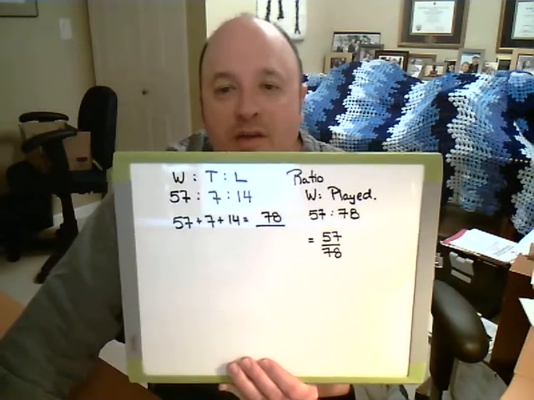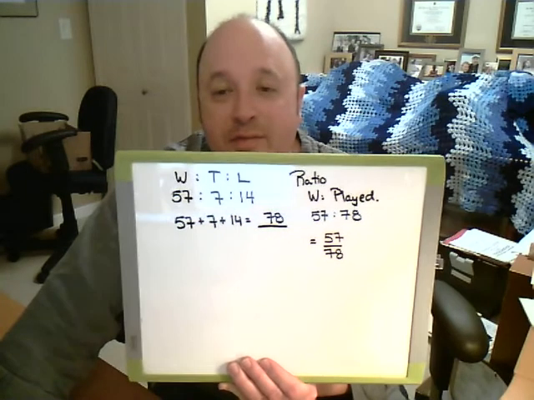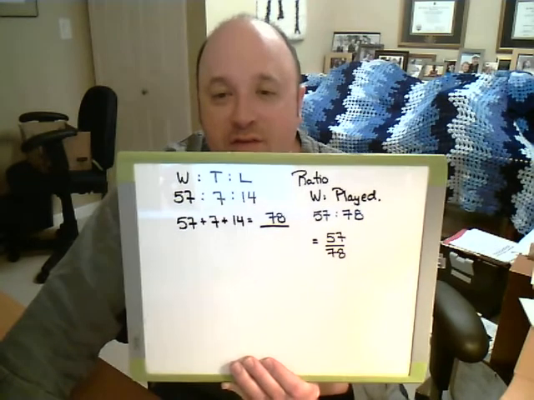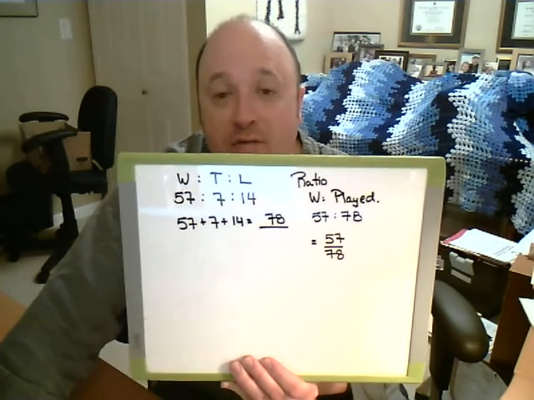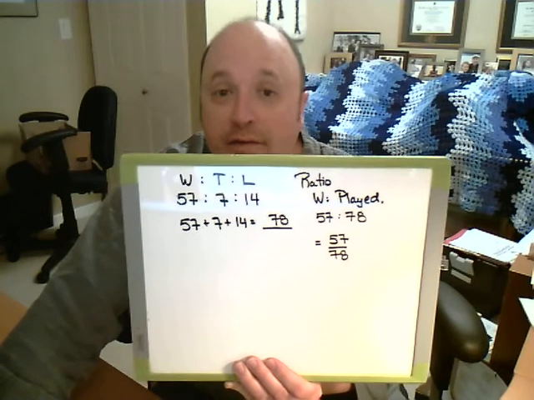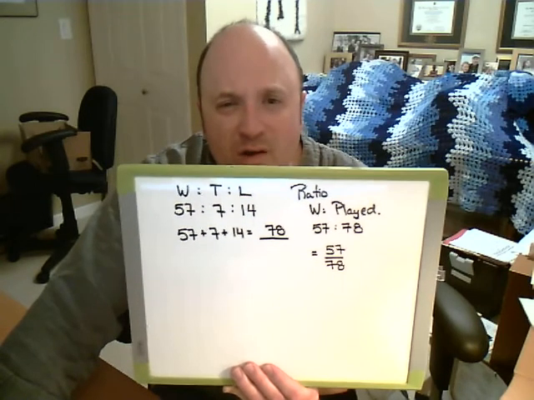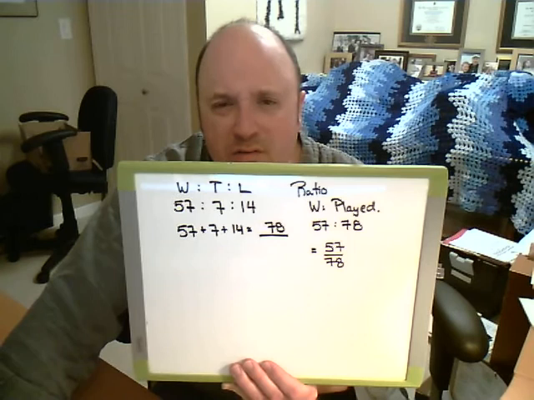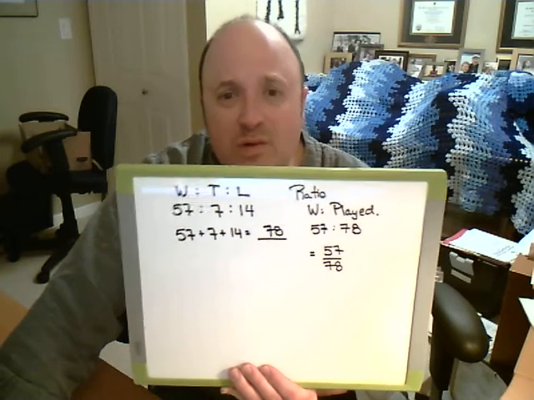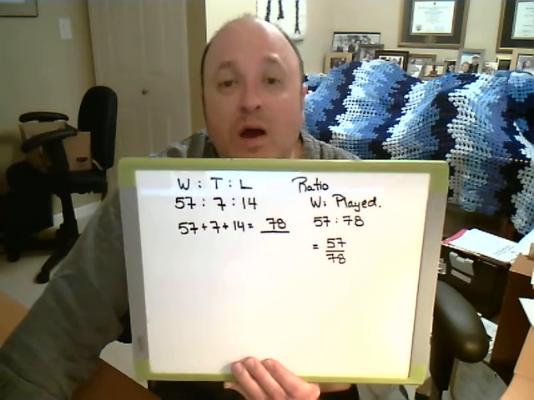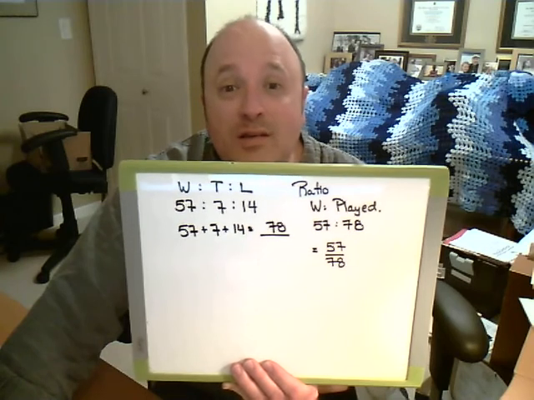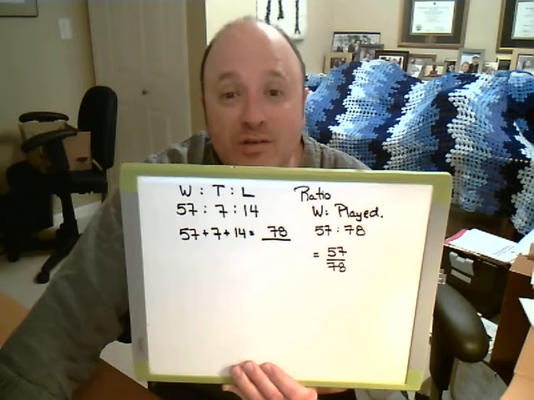Okay, so 57 wins to 78 games played, right? I can write it as a fraction, 57 over 78. And if you look down on the answer key, you won't find it. So did we do something wrong? Is there more that we could do? Does anybody know what to do? I do. We need to simplify the fraction.